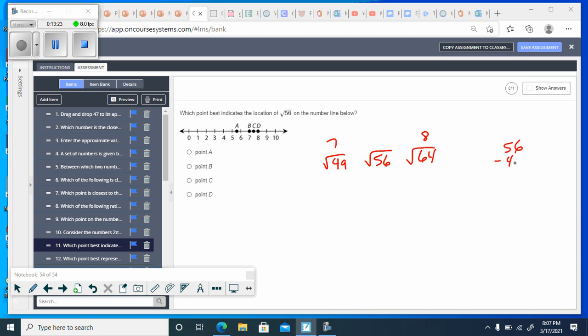56 minus 49 would give me 7. So there's 7 between these two. 64 minus 49 would give me 13. So I'm talking 7 and 7/13. 7/13 is about half, right? So we've got 7. C is about at half, and that's 8. So C is your point.